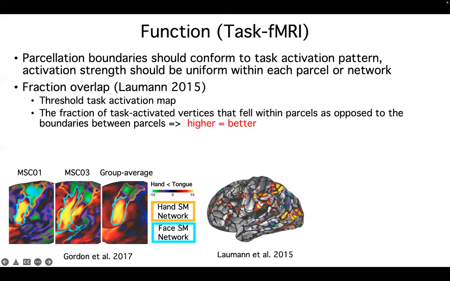Then we compute the fraction of the task activated vertices that fall within parcels as opposed to the boundaries between parcels. Therefore, higher fraction overlap indicates better parcellation quality. However, this metric is very sensitive to the threshold level, requiring the user to compute this metric with different thresholds.